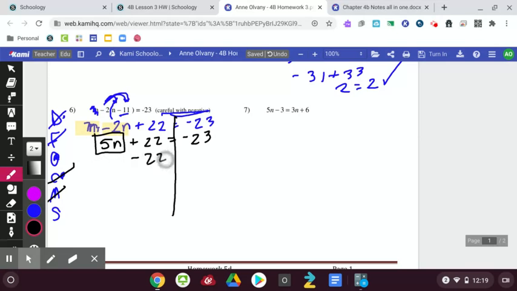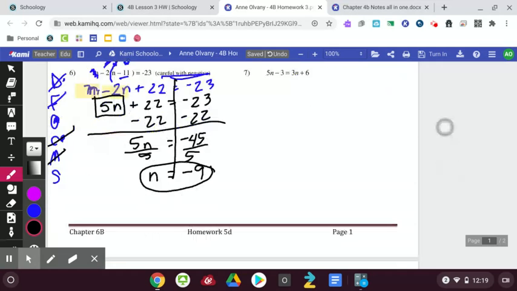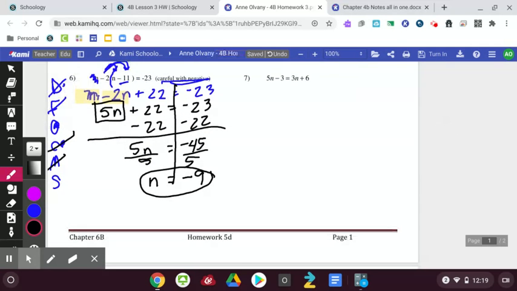I'm going to subtract 22 from both sides. That gives me 5n equals negative 45, and divide both sides by 5 to get n equals negative 9. Make sure you've got that negative there. That's very important.